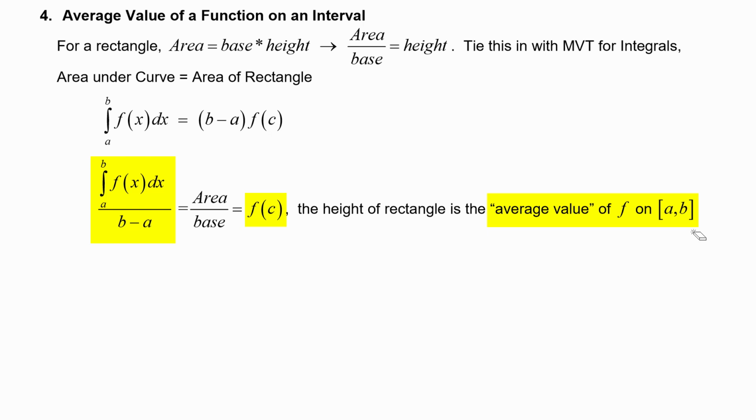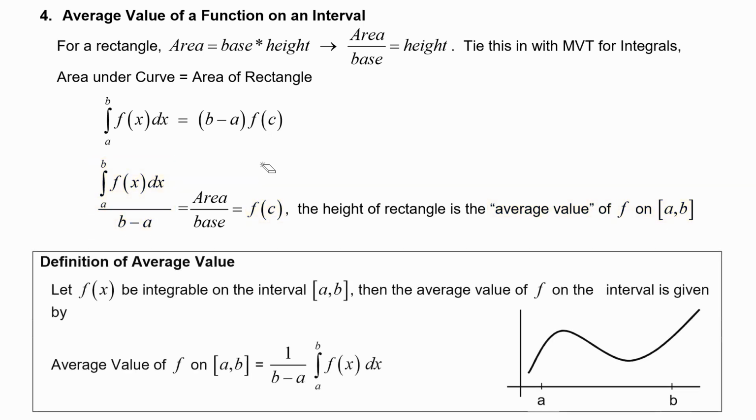So if you can remember the concept of take the area and divide it by the base of the rectangle, and what you have left is the height of the rectangle, then you have the overall concept of average value. Now let's take a look at the definition of average value.